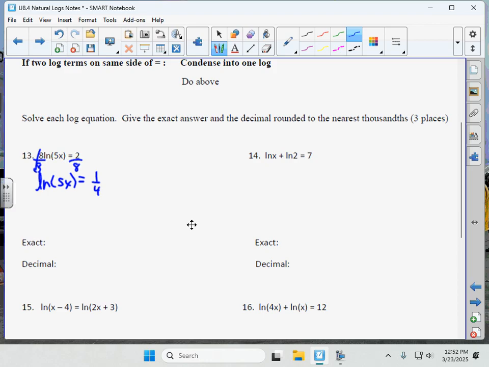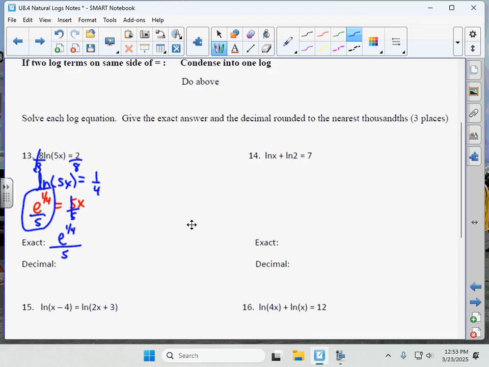And now we're going to go ahead and change the form because there's only one log in this problem. And so we're going to change it to exponential. So ln, remember, is log base e. So this is going to be e to the 1/4 power equals 5x. And then we'll divide by 5. All right, so here's our exact answer. That's e to the 1/4 power divided by 5.